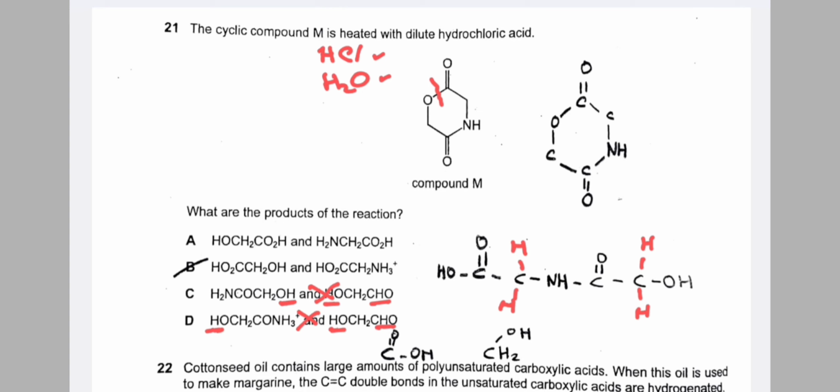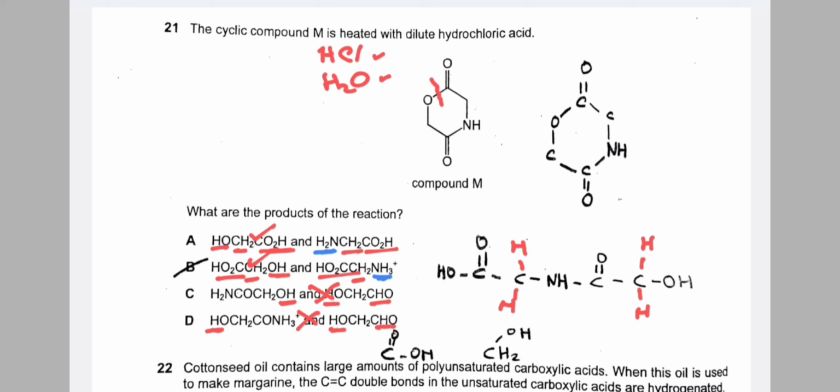Then the answer could be either A or B. For option A and B, carboxylic acid is present, then OH is present, and CH2 is present, that means they both are the same compound. Then for this compound, carboxylic acid, CH2, just the difference is that in compound A there is NH2, while in compound B there is NH3+.